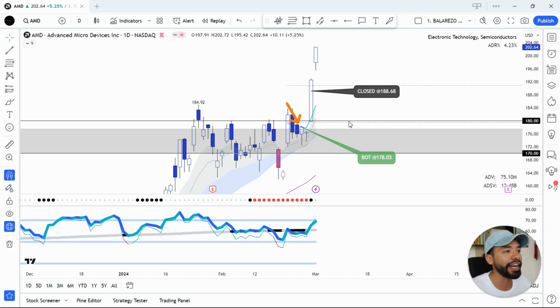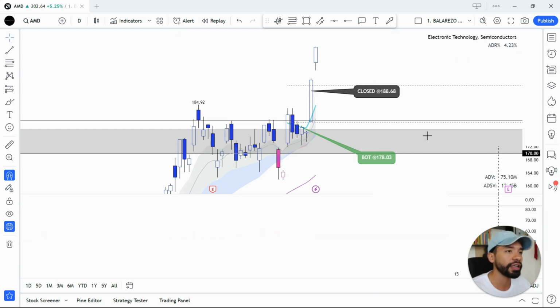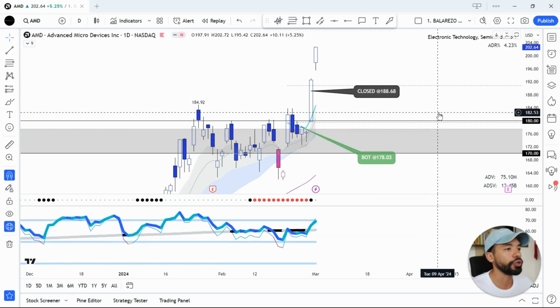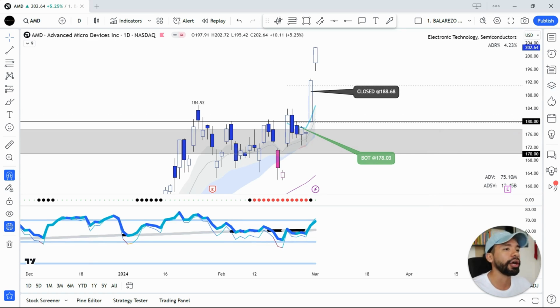Remember that 180 was that really high level of gamma exposure, and of course AMD opened above that the next day, and we had a really strong move to the upside. I opened my position here, took my profits at 188.68. That was somewhere around a 6% trade, and the way that I was looking for my target, I was using Fibonacci, but that's for another day.